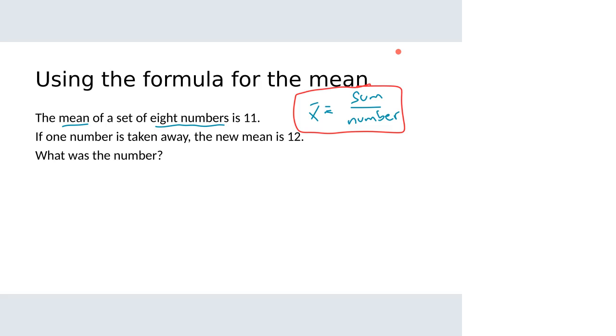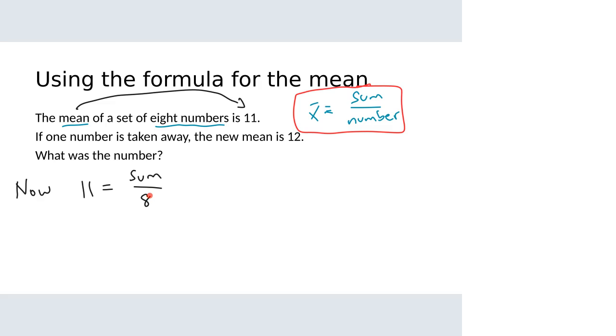All right. Now, you may not see it right away, but this is going to be a lot like when we did Josephine's test scores. Because right now, I've got this mean of a set of 8 numbers. Let's see, I'm told that the mean is 11. Okay, so the mean is 11. I don't know what these numbers add up to, but I know that there are 8 of them.